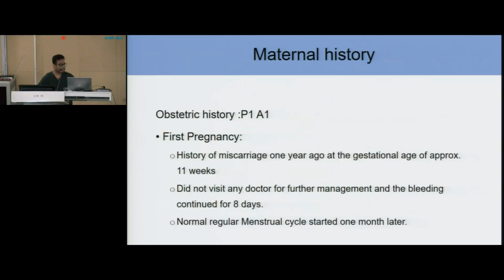Now moving to the maternal history. Obstetric history: the mother was P1A1. For her first pregnancy, she has a history of miscarriage 1 year ago at a gestational age of approximately 11 weeks. For the same, she didn't visit any doctor for management, and the bleeding continued for 8 days. Her regular menstrual cycle started 1 month later.